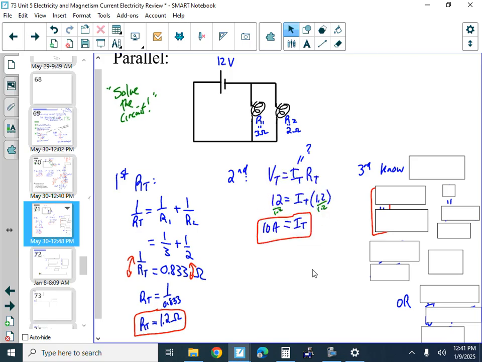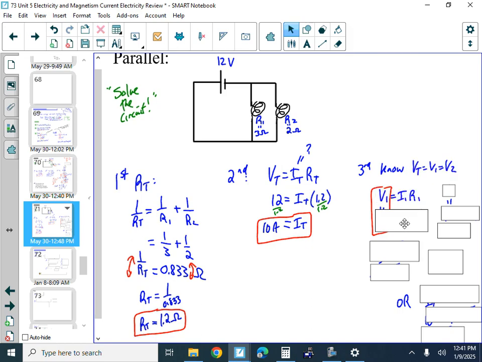Now that we have the total resistance, we can calculate the total current. Total voltage of 12 is acting on 1.2 ohms, and so you solve it, you get a current of 10 amps. That 10 amps has to split up. That means 10 coulombs every second. And so some of them are going to go here, some of them are going to go there. If these were equal, then they'd split up as 5 amps and 5 amps, 5 coulombs every second and 5 coulombs every second. But they're not equal here, and so they're going to split up in proportion.